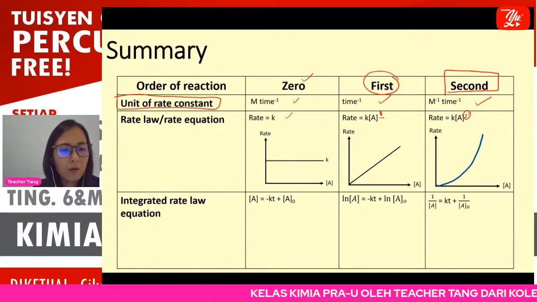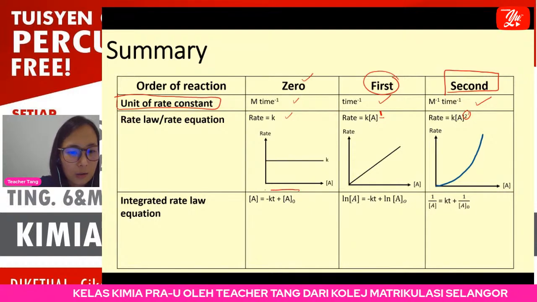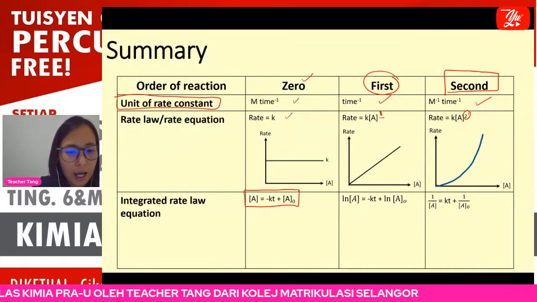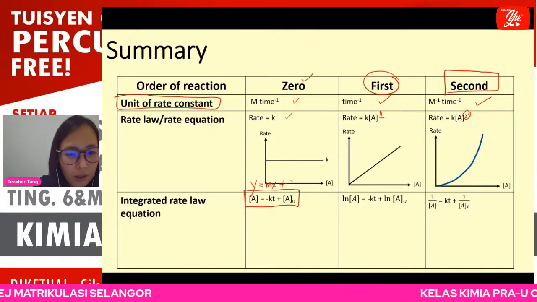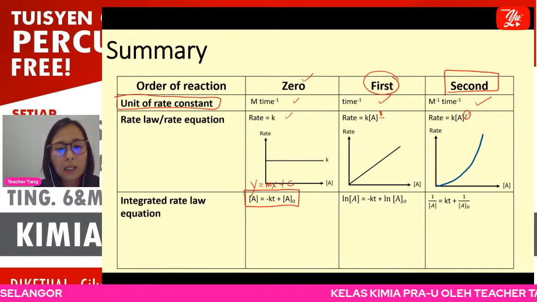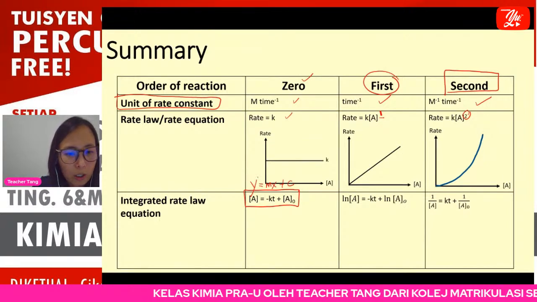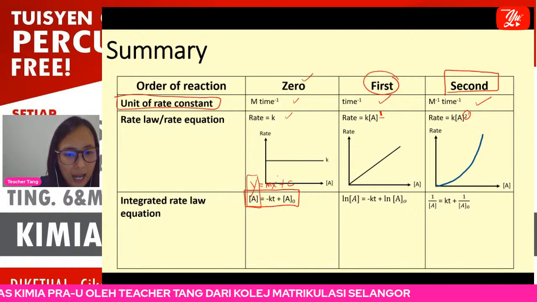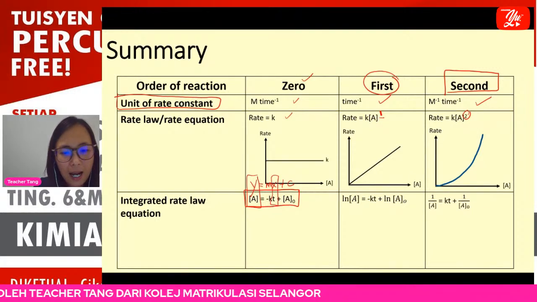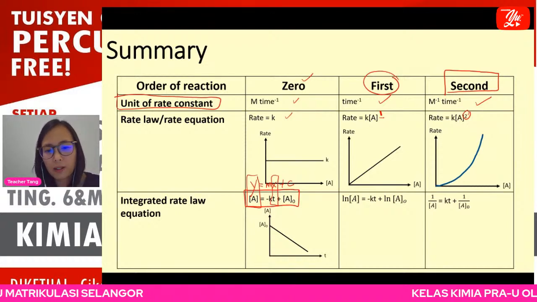For the integrated rate law equation, for zero order, this is the integrated rate law equation. Again, it is always suggested to remember it in linear equation form so that you know what graph to plot. From this linear equation, we know that the y-axis is the concentration of reactant A and the x-axis is the time, and we get a linear graph.